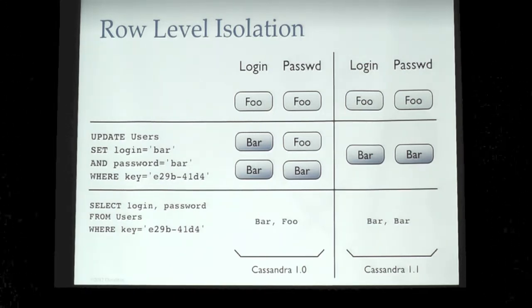In 1.1, we do provide that isolation. So you will always either see the old version of the row or the new version with all changes applied at once. And we actually do this with lock-free concurrency collections. So I'm not actually doing a heavyweight lock. It's more of an optimistic compare and set based algorithm that we're using there.